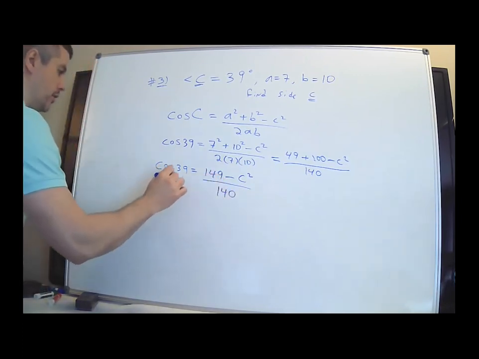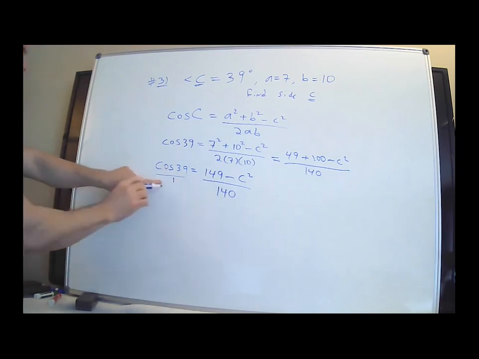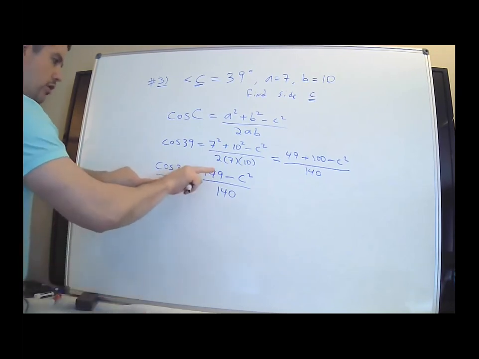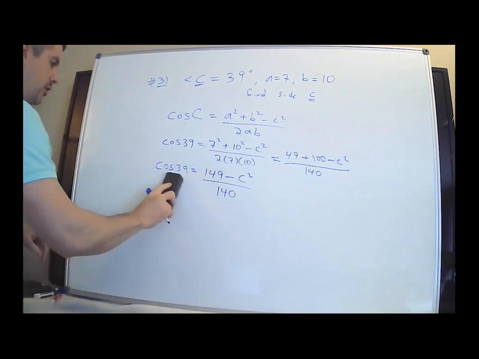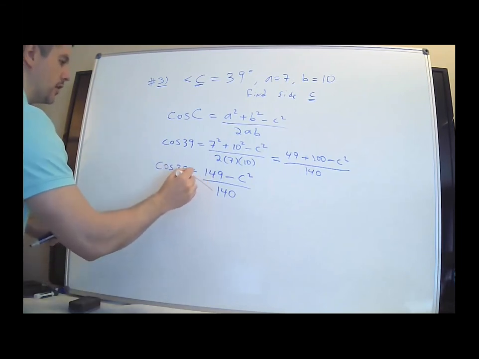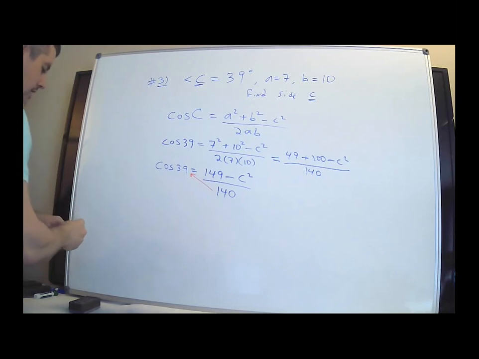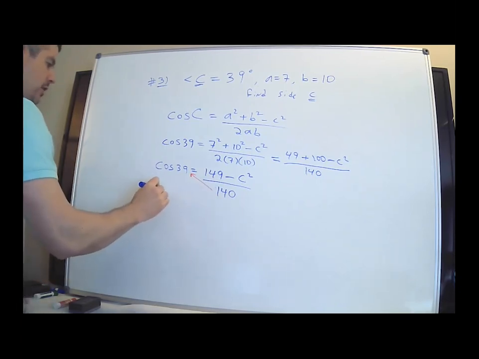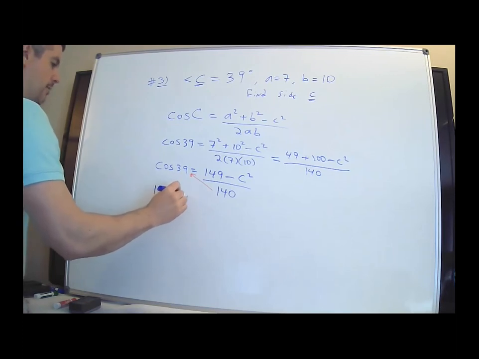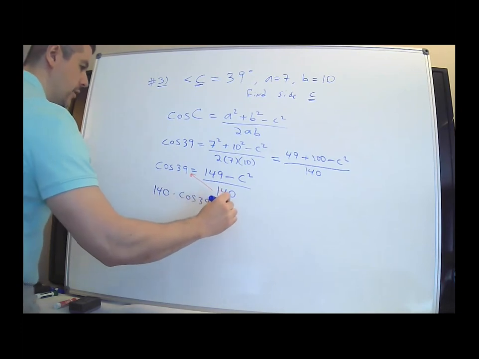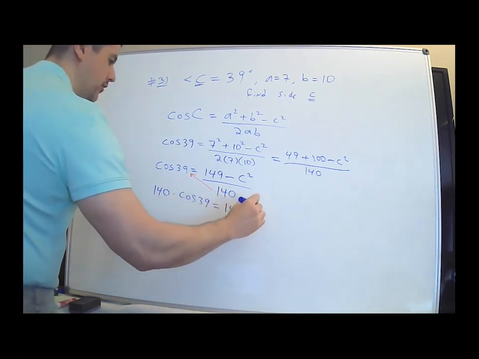Now, this is where you want to do the crisscross. I'm just showing you. If you cross multiply here, the number on the bottom of this, which is a 1, would go across to the other side. So that doesn't do anything. All you really do is take this 140 and move it across to here. So, this is your crisscross multiplying. So you're going to do 140 times cosine 39 equals 149 minus C squared.